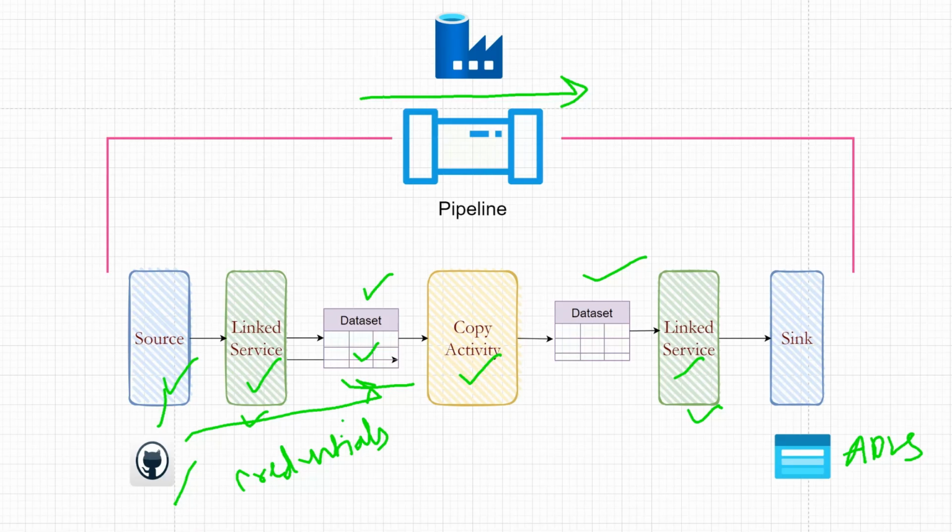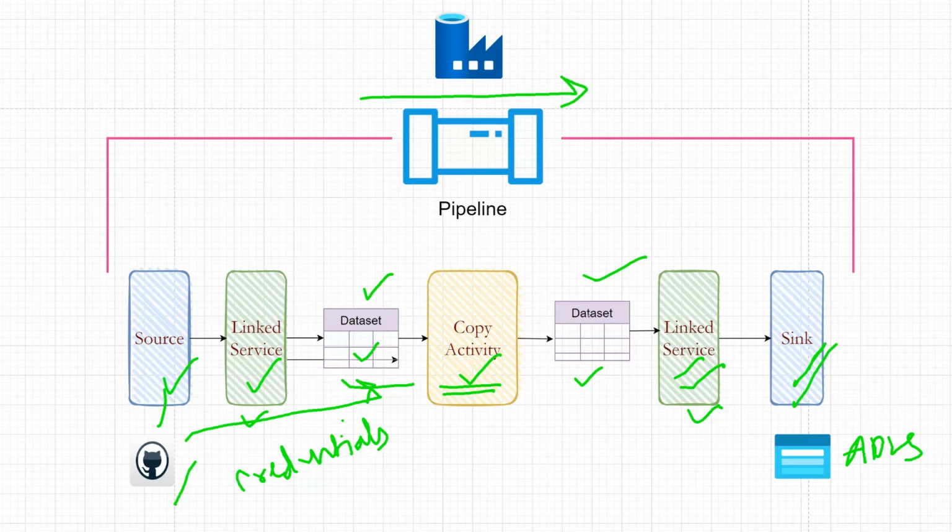Once we have pulled this data from GitHub using this linked service and dataset, this copy activity will do the data movement from the source to the destination. So now with this dataset and this copy activity, we have pulled the data. Now we want to store this data to our sink, which is our destination. So for that, we again have a dataset at the sink and a linked service at the sink. This dataset will define the structure and the location of the destination data store.